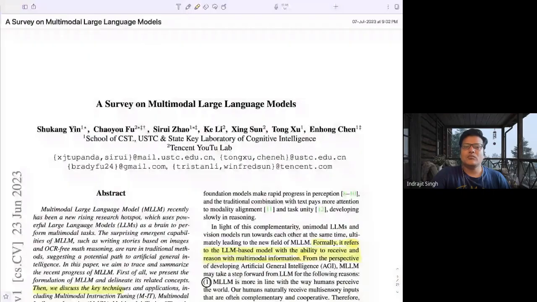These papers, or this area, is moving so fast that it's really difficult to keep pace with the things happening in each segment. So today, we are going to discuss this survey paper. Let me share my screen quickly, and let me know once you guys are able to see it. Okay, can you see?